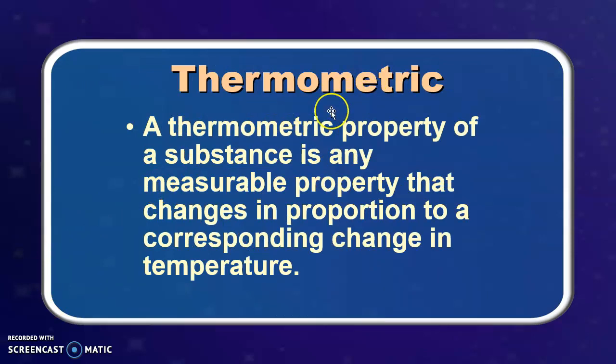Thermometric. Let's go ahead and talk about thermometric. A thermometric property of a substance is any measurable property that changes in proportion to a corresponding change in temperature. When temperature changes, the object changes as well. If you want, you can pause on this screen and copy down this note. The thermometric property of a substance is any measurable property that changes in proportion to a change in temperature.